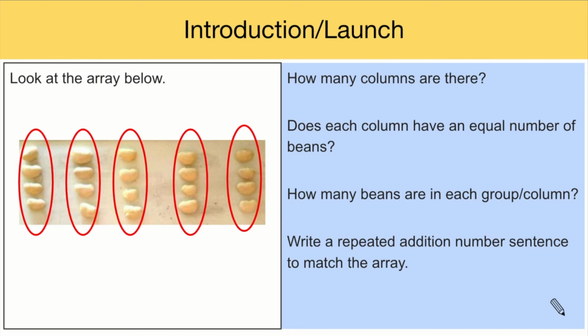And the last question says, write a repeated addition number sentence to match the array. Well, I already know that this time we're looking at columns. So my repeated addition sentence will have 1, 2, 3, 4, 5 addends and a sum. I am going to put the number 4 inside each of those blank spaces because remember, each column has 4 beans. And guess what? 4 plus 4 plus 4 plus 4 plus 4 also equals 20.